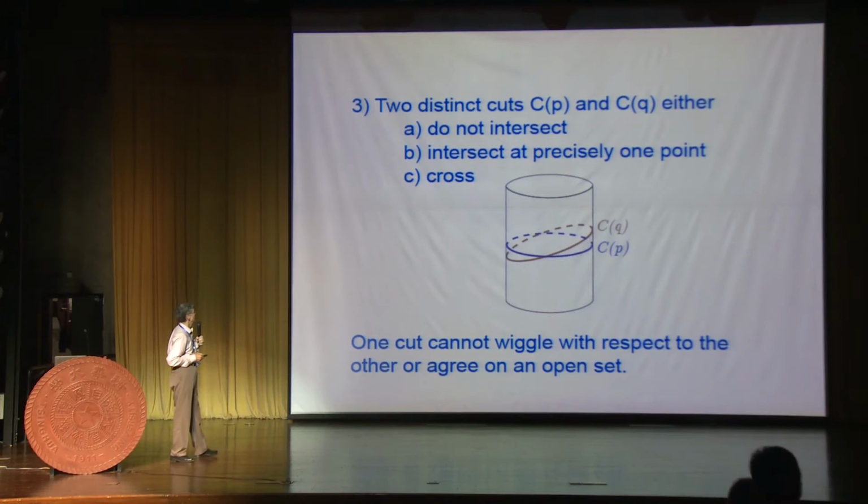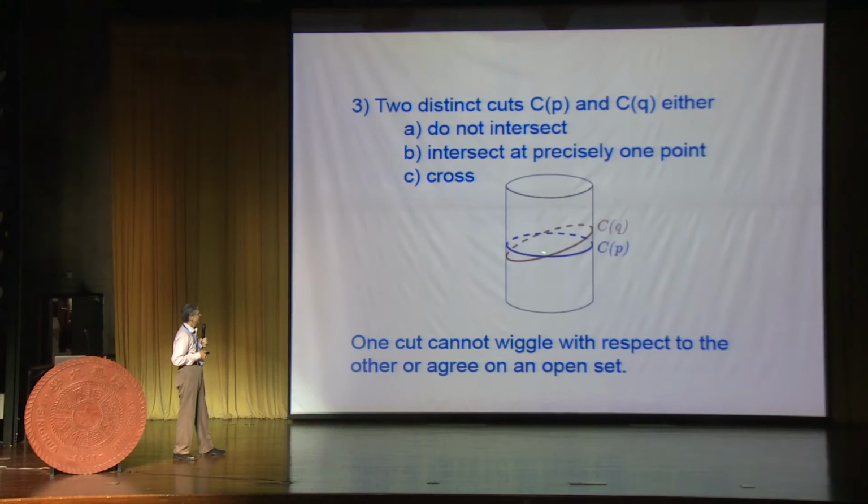Okay, perhaps the most important property of these cuts is that two distinct cuts, C of Q and C of P, satisfy the following. Either they do not intersect at all, they intersect at precisely one point, or they cross, meaning that the intersection of the two cuts divides each cut into two connected pieces. This is true either for two past cuts or for two future cuts. In particular, this means that one cut cannot wiggle with respect to another and cross it multiple times, and also that two cuts cannot agree on an open set if they correspond to distinct points.